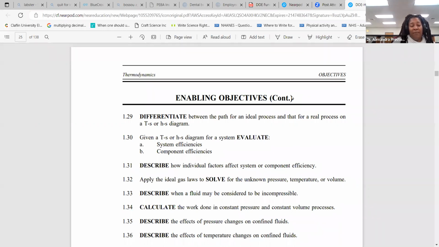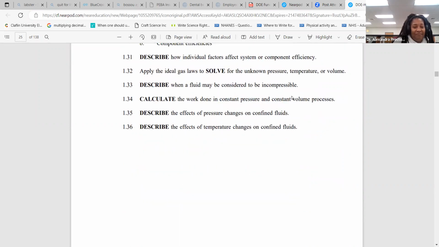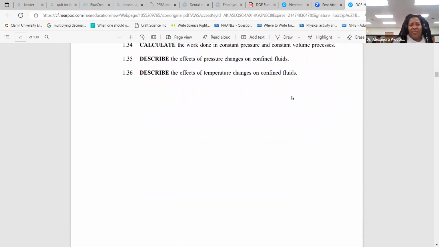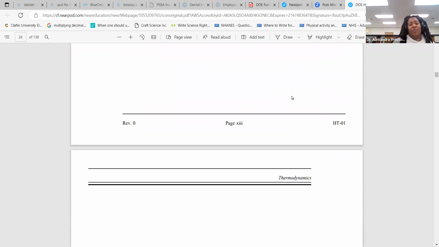We're going to describe the effects of temperature changes on confined fluids. Okay, so there are 36 different objectives there.